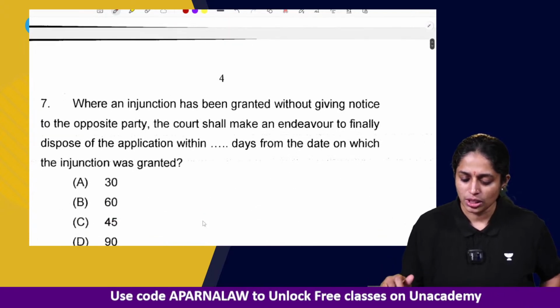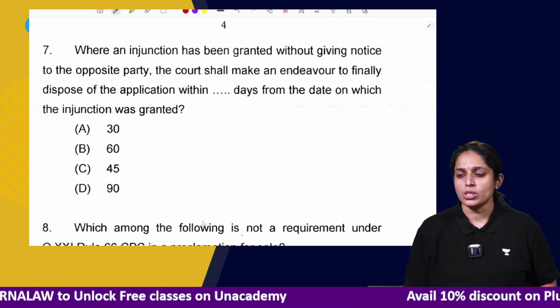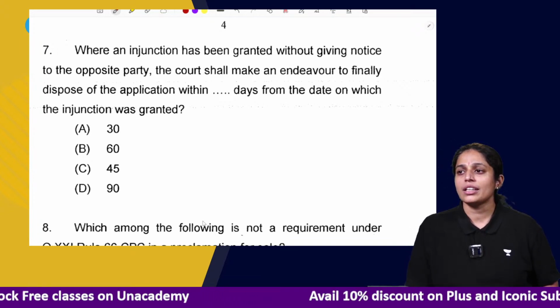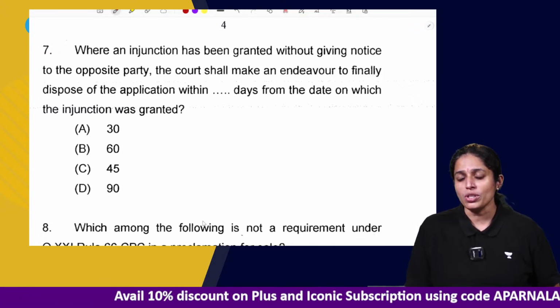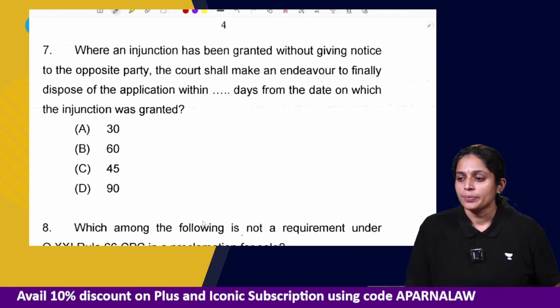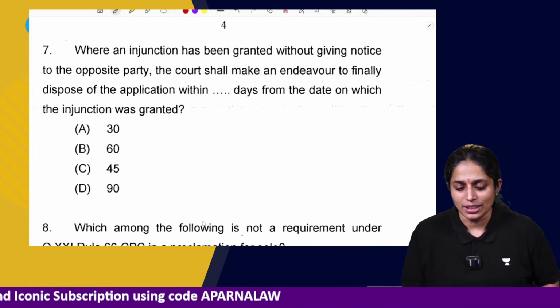Next comes the seventh question. Where an injunction has been granted without giving notice to the opposite party, the court shall make an endeavour to finally dispose of the application within dash days from the date on which an injunction was granted. A, 30. B, 60. C, 45. And D, 90.